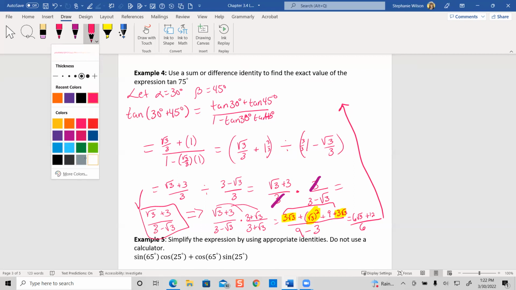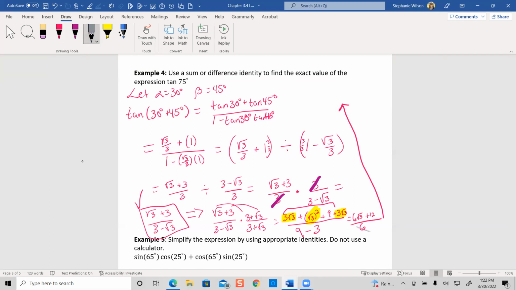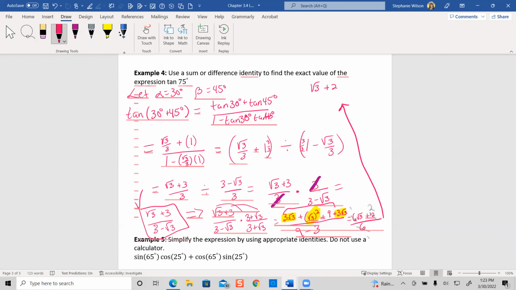Goes into itself once, goes into this once, and goes into 12 2 times. Now that I've done that, I got square root of 3 plus 2. And that would be my final answer, if they want you to simplify more, okay? So this is basic math. But if it just says exact form and that's it, this would be it.